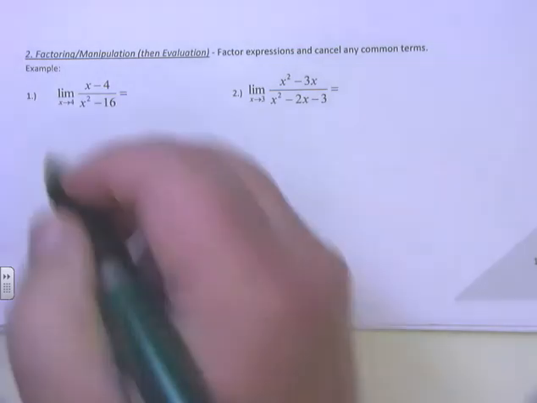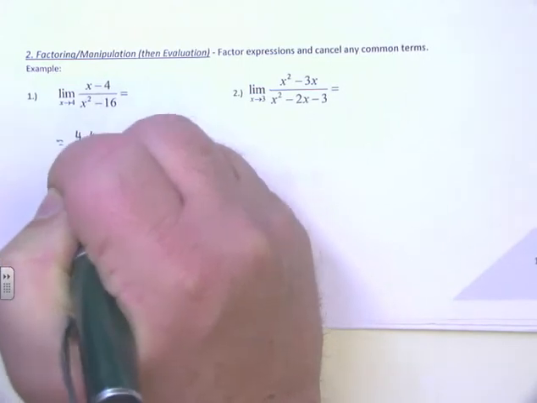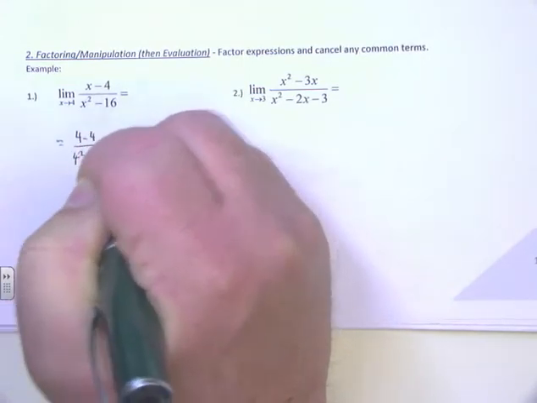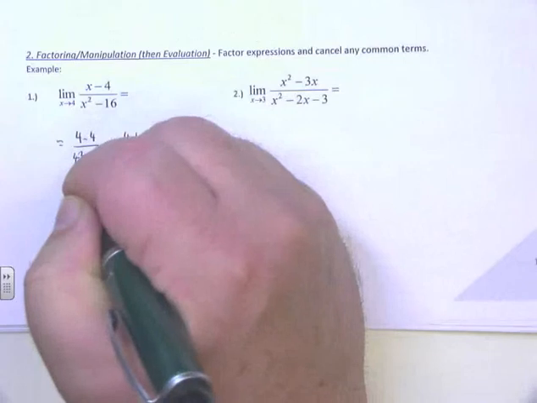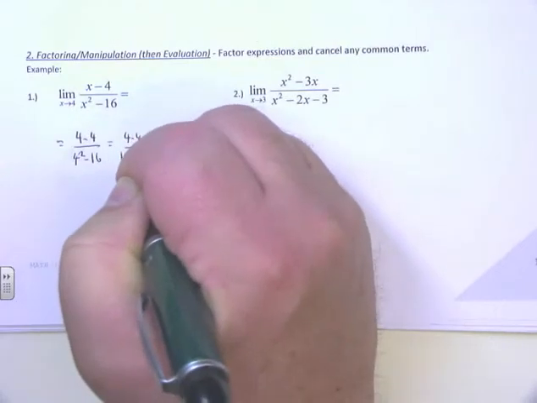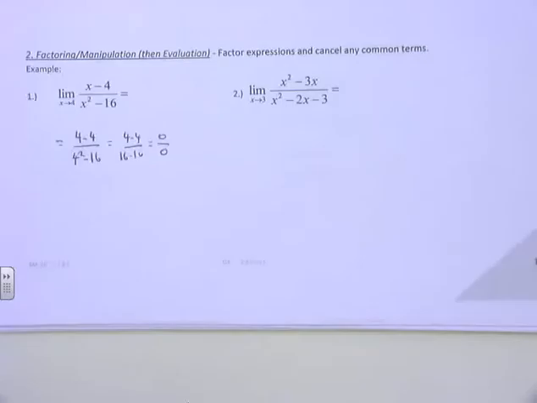So the first rule of limits is plug it in. When I plug it in, I'm going to get 4 minus 4 over 4 squared minus 16. All right? 4 minus 4 over, what is 4 squared? 16 minus 16. What's 4 minus 4? 0, and 16 minus 16? 0. I get 0 divided by 0. That's a problem. But here's the deal.